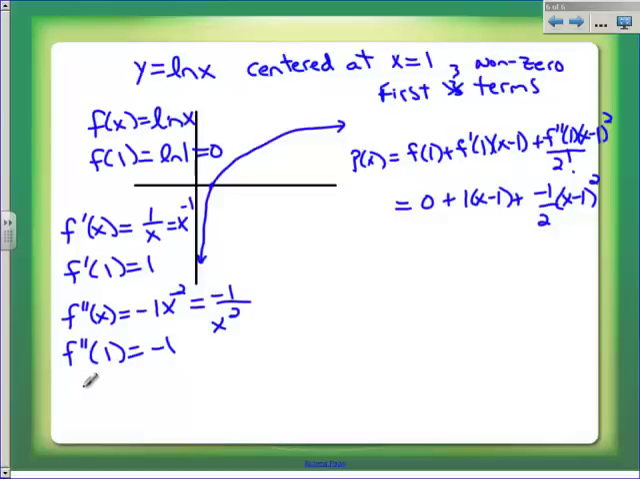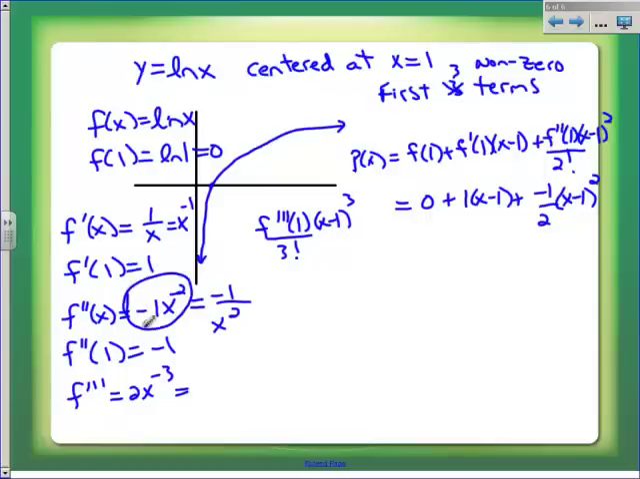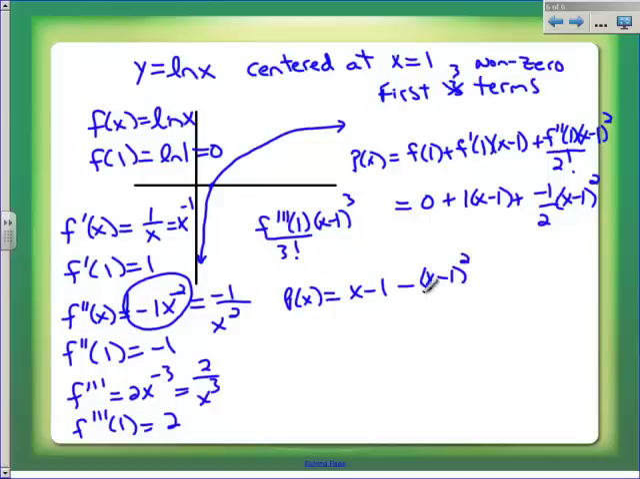So now let's get the next one. I'm going to need the third derivative because the next term would be, of course, f triple prime of 1 over 3 factorial times (x minus 1) cubed. That would be the next term. So f triple prime equals 2x to the negative 3. That's from this derivative right here. The negative 2 down makes it positive. So that's 2 over x cubed. And so f triple prime at 1 is 2. So let's see what we have so far. Our polynomial so far is (x minus 1) minus (x minus 1) squared over 2.